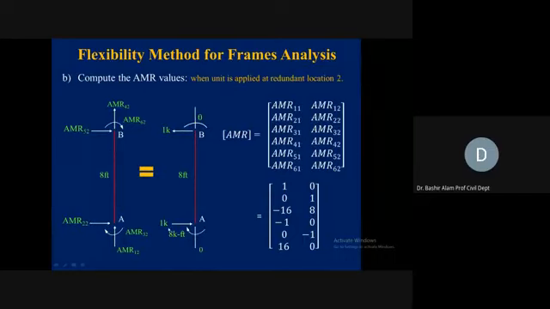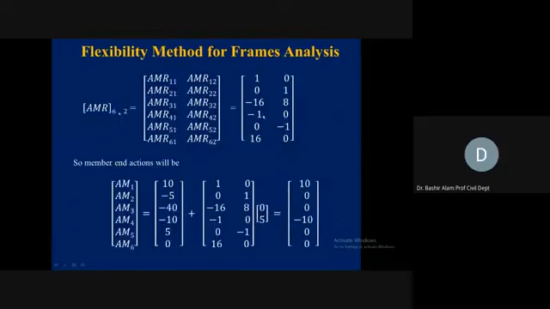And then we have 0, minus 1, and 0. So all these values are recorded here. Now we find out the AM values by running these matrices. The AR values are given here. So we have AM 1, 2, 3: 10, 0, and 0. AM 4, 5, and 6: minus 10, 0, and 0.